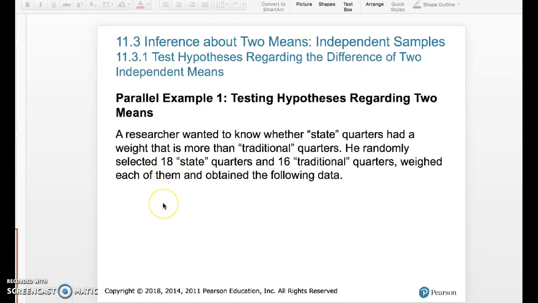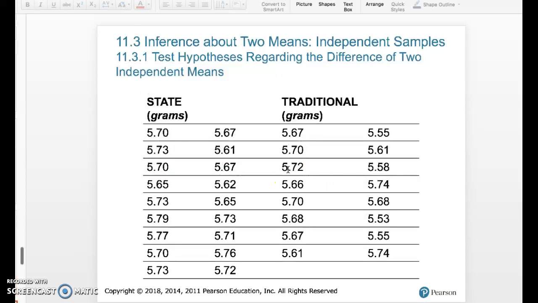So back to one of our previous examples, we discussed the quarter case with the state and traditional quarters. So a researcher wanted to know whether state quarters had a weight that is more than traditional quarters. He randomly selected 18 state quarters and 16 traditional quarters, weighed each of them, and obtained the following data. So notice we have less than 30 data points in each sample, and we are not paired. In fact, we can't be paired with our differing sample sizes.